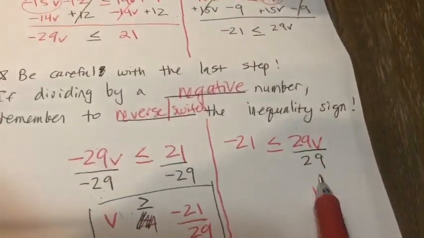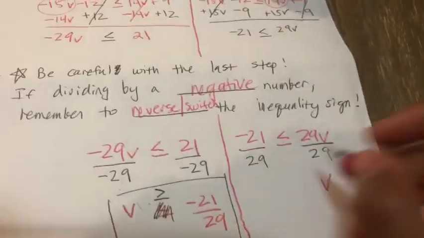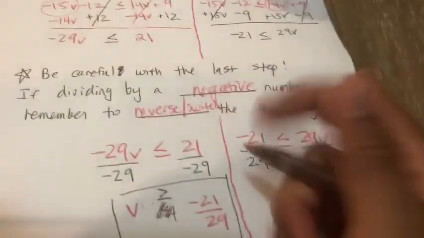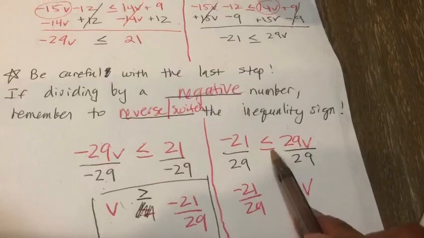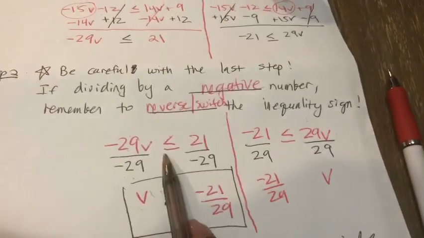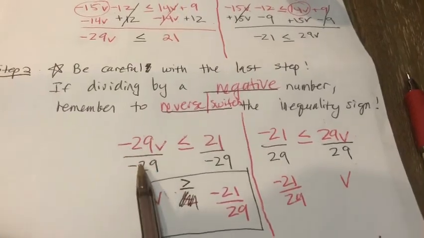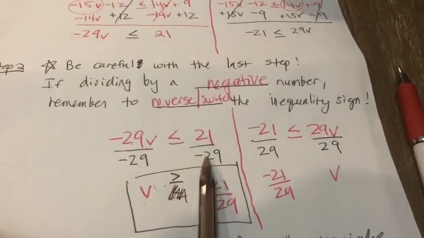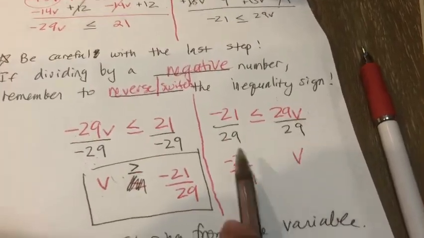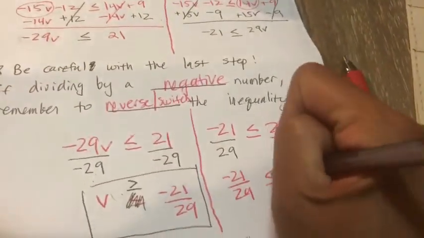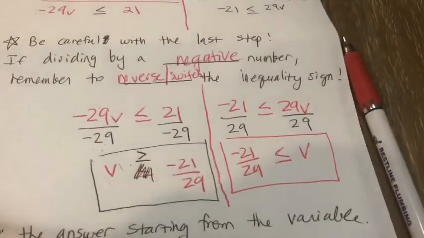And whatever you do to the right side, you must do to the left side. So here I divide by 29 as well. So I end up getting negative 21 over 29 on the left side. Now the question is, do I need to reverse the inequality sign just like I did on this side? Remember, on this side, we did reverse it because we divided by a negative 29, a negative number. But here we divided by a positive number. If we divide by a positive number, we leave the inequality sign as is. So that would be the answer to this problem.